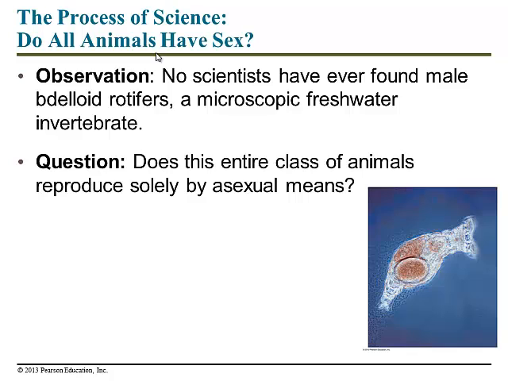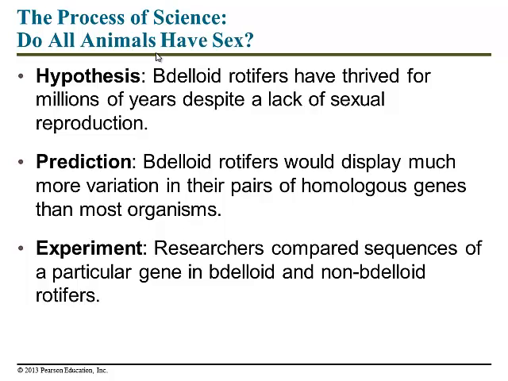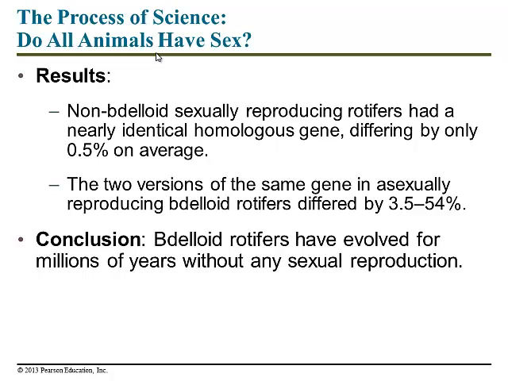So, no scientists have ever found male rotifers, the little microscopic freshwater invertebrate. Does this entire class of animals reproduce solely by asexual means? Yeah, probably. Research compared sequences of particular genes and found that in some sexually reproducing rotifers, a homologous gene differed by only 0.5%. Two versions of the same gene in asexually reproducing rotifers differ by 3.5 to 54%. So, these little guys have evolved for millions of years without any sexual reproduction.